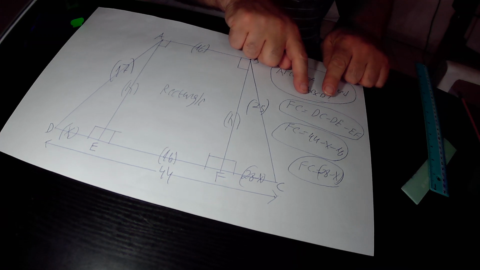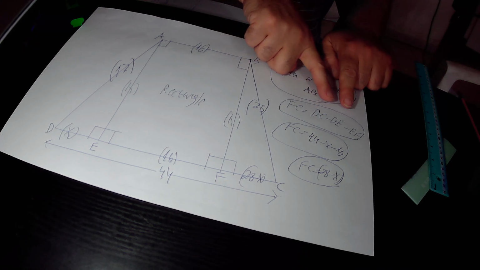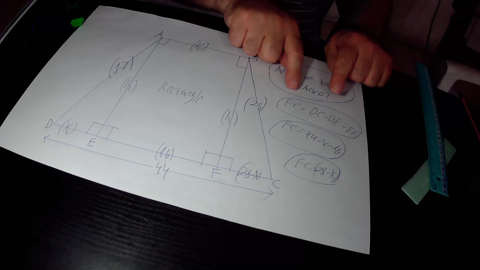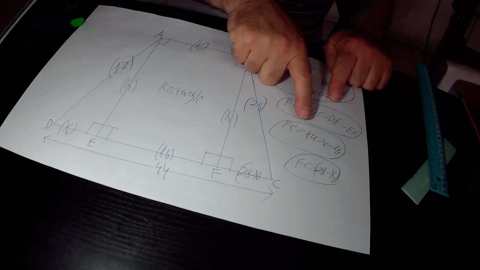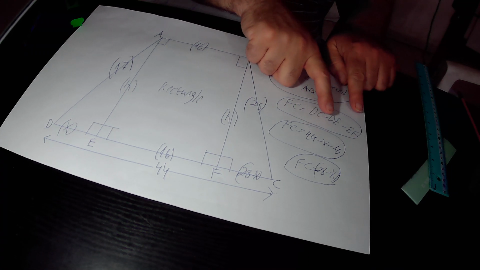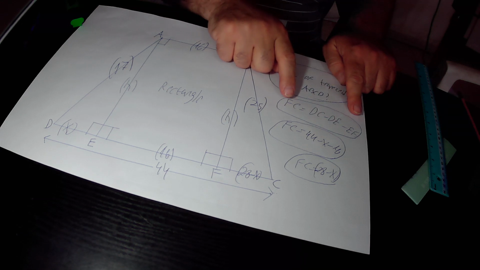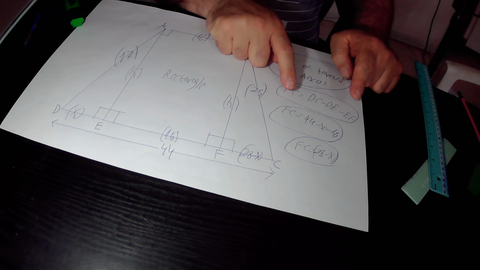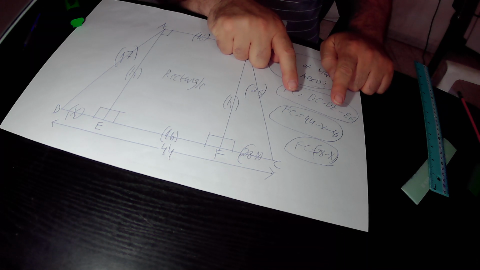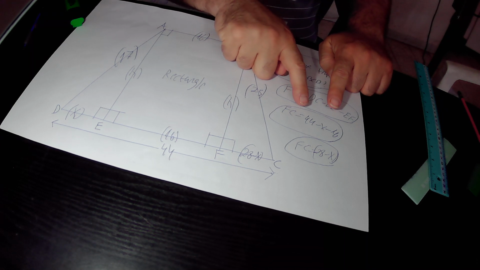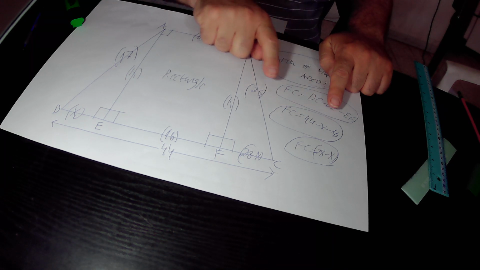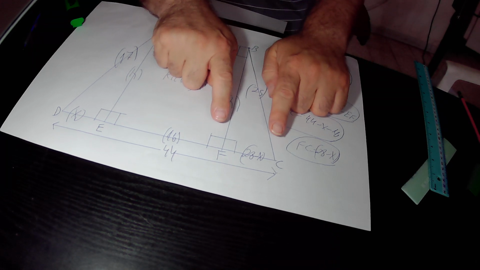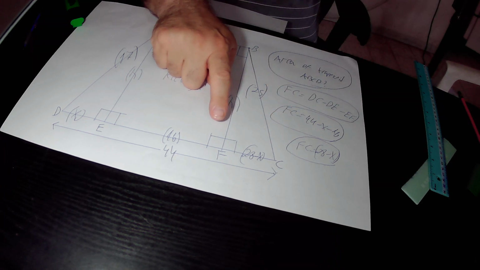FC in total is equal to DC minus DE minus EF. So FC equals DC, that is 44, minus DE, that is X, minus EF, that is 16. So in total, FC equals 44 minus X minus 16. 44 minus 16 is 28. So this expression equals 28 minus X. So we find that FC equals 28 minus X units in length.